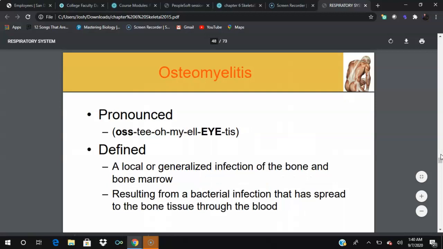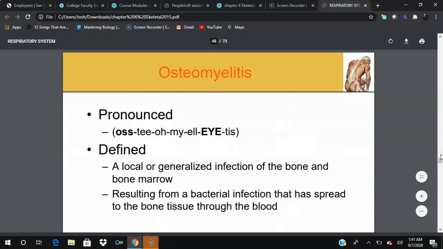Then we have osteomyelitis. So if we break this word apart, itis means inflammation of, osteo is the bone, and myelo refers to bone marrow. And so this is a condition where we actually get an infection in the bone marrow of the bone. And when that happens, that means that the bacteria have a portal to actually get into the bone marrow. And so this is a very severe situation. And so this usually requires admission, debridement, and a tremendous amount of IV antibiotics.